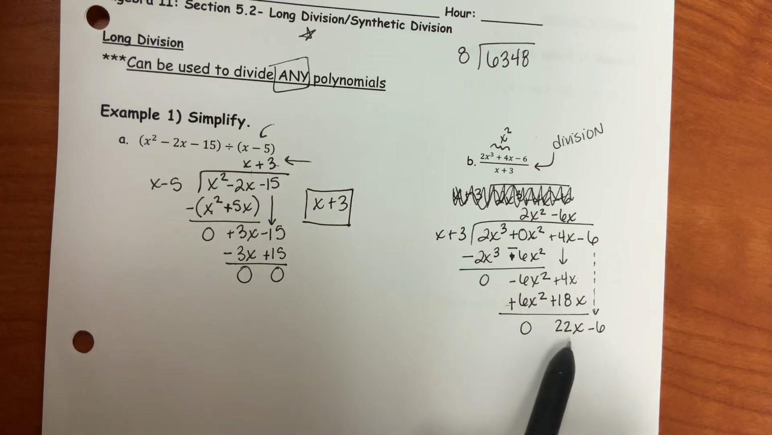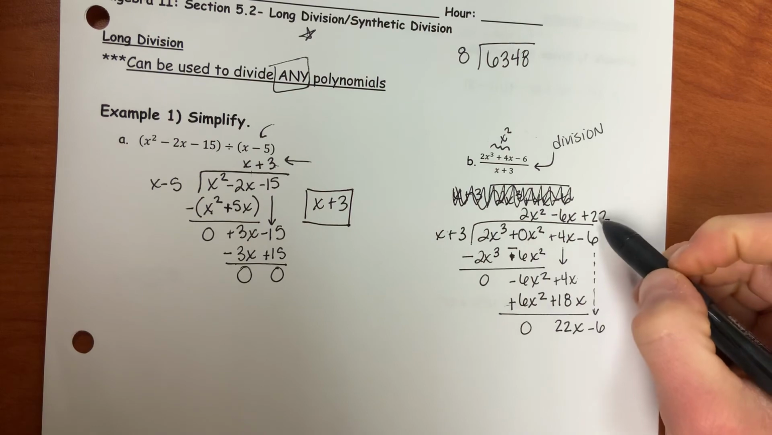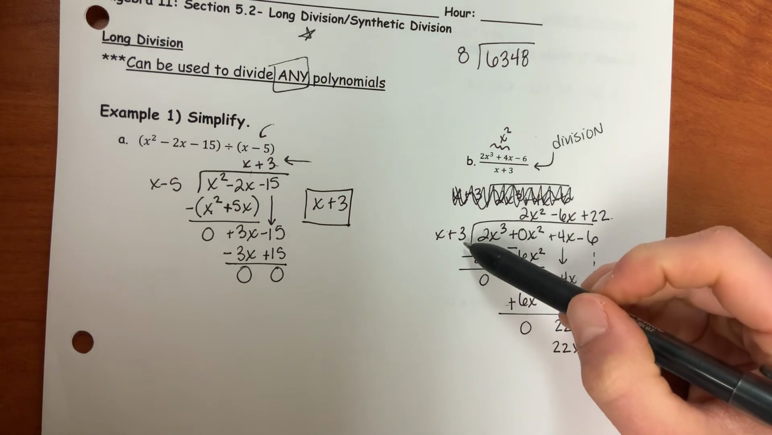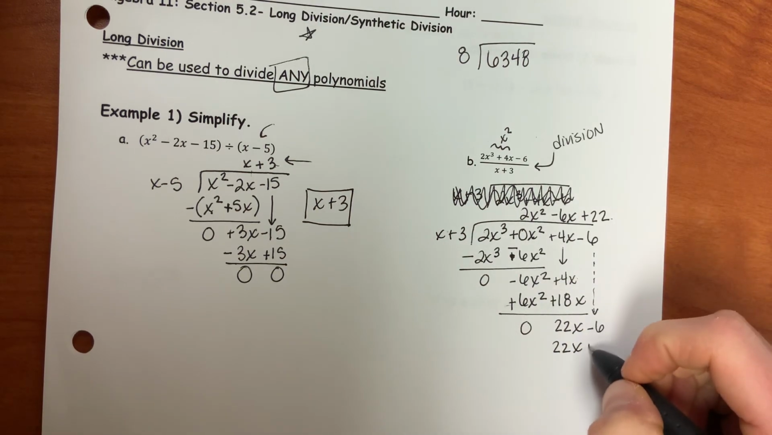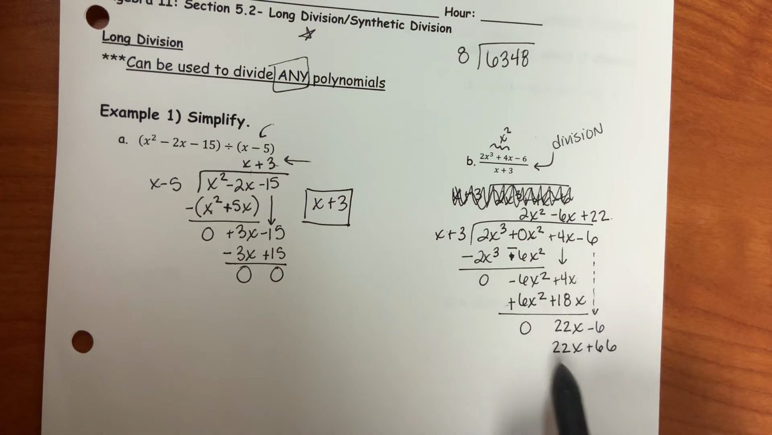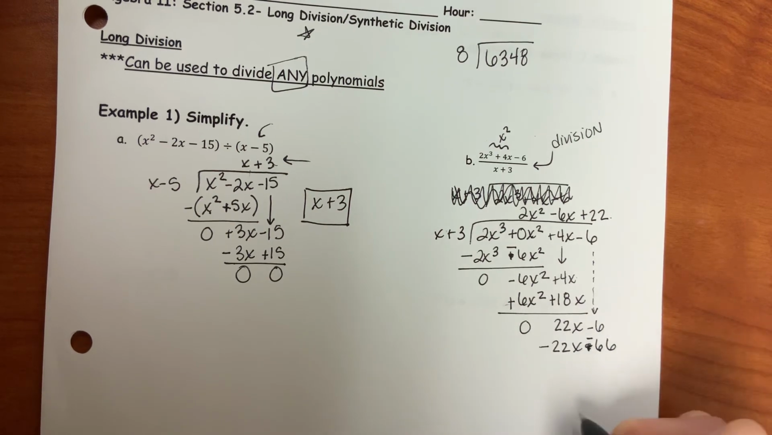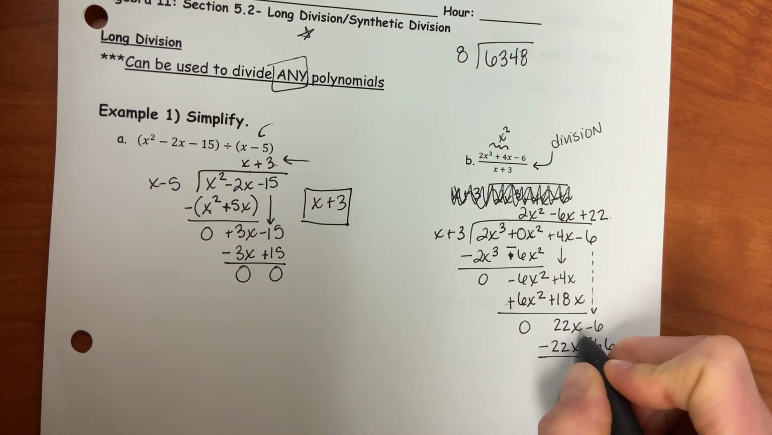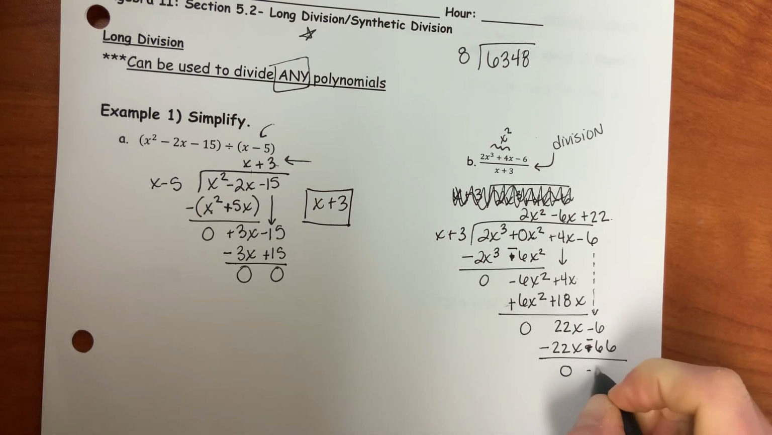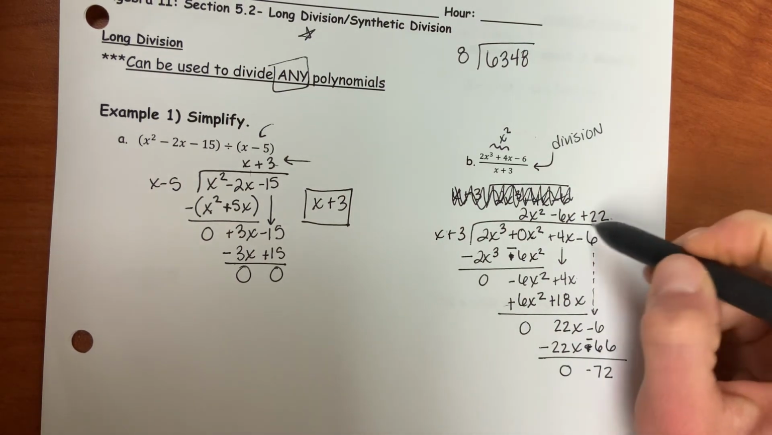What times x will get me to be 22x? Positive 22 will. So 22 times x is 22x. 22 times 3 is positive 66. Now to subtract, I'm going to change my signs on here. So positive 22x becomes negative and positive 66 becomes negative. 22x minus 22x is 0. Negative 6 minus 66 is negative 72. Now I know I'm done because I have no more numbers to bring down up here.